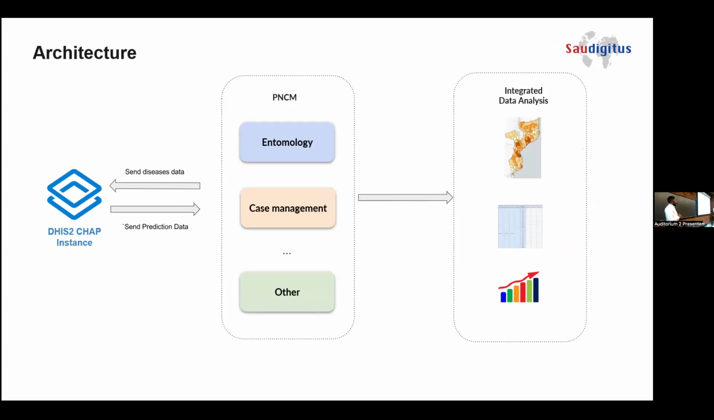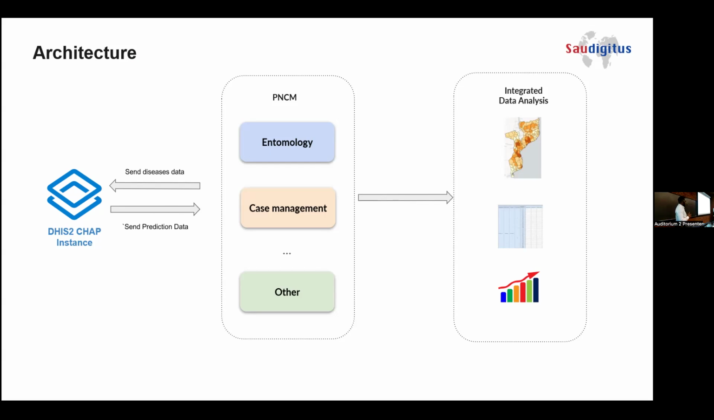So this is basically the architecture in which the malaria program wants to extend the use of CHAP. Now they are only using it in the surveillance area, but they need to introduce it for entomology, and also for case management. This is basically the work we are doing with them.